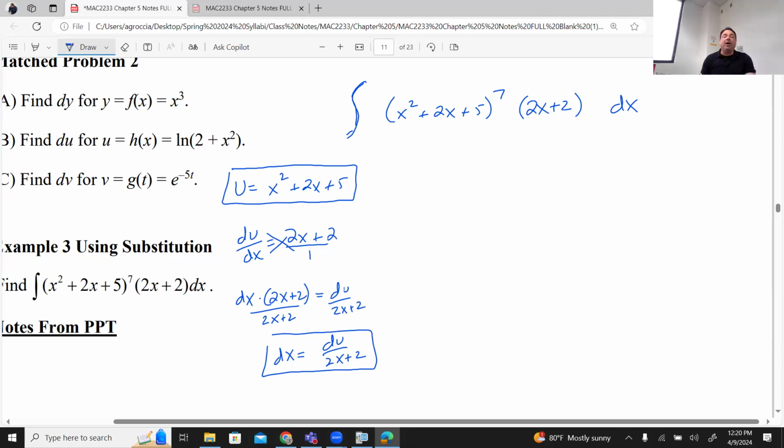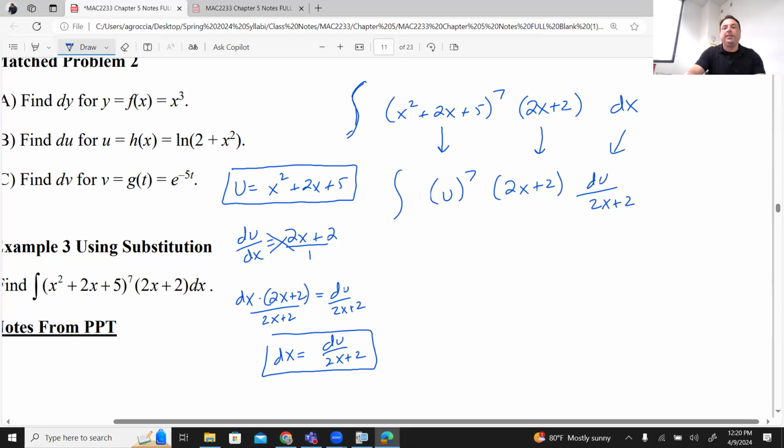Okay? Now, I'm going to do the substitution. I'm going to pause and see if you can finish it from there. So, instead of x squared plus 2x plus 5, that's going to become u raised to the 7. I'm going to bring down the 2x plus 2. And instead of dx, that's du over 2x plus 2. I'm going to pause there and just give you some time to finish it. Give it a try.